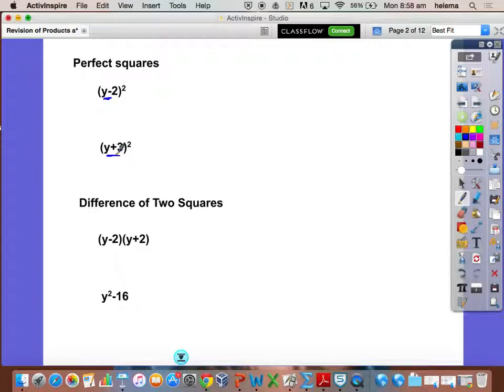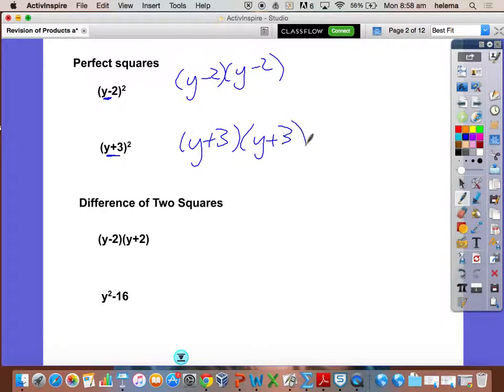So a perfect square, y minus 2 squared, which is y minus 2 times y minus 2. Yeah? That's it. Y plus 3 squared is y plus 3 times y plus 3. Okay? That's all it means.